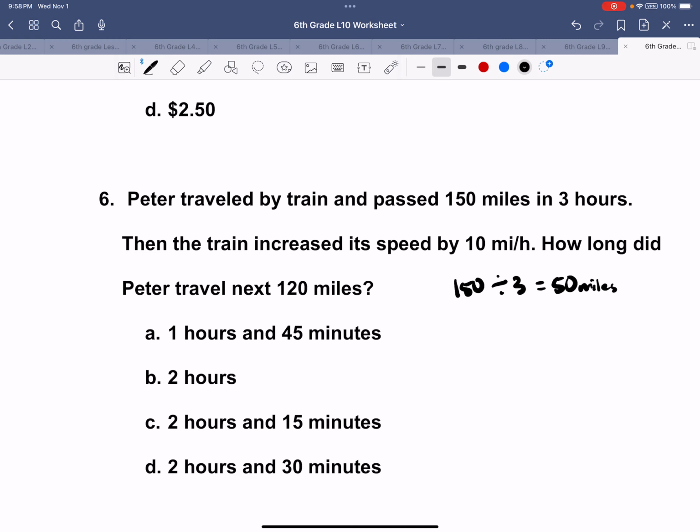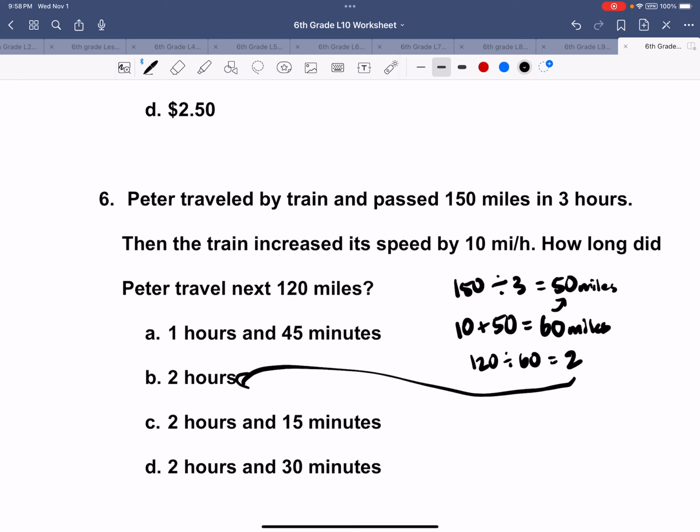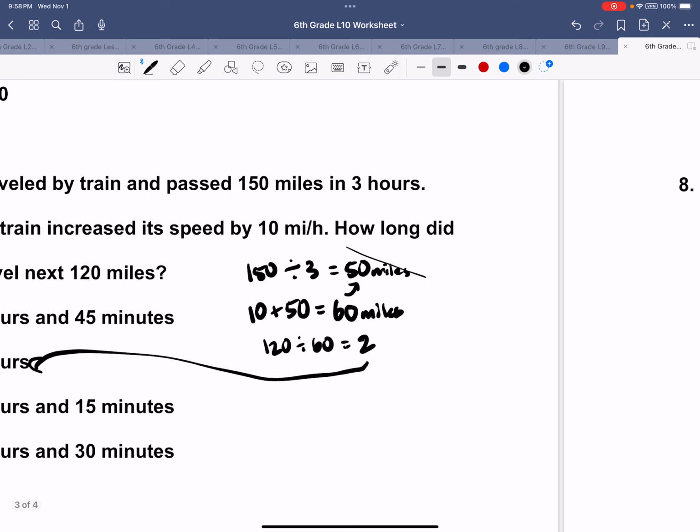So if it increased its speed, then that means it increased its speed by 10 miles more. So we add 10 to 50. So we have 60 miles per hour. And it says how long did Peter travel the next 120 miles? So we divide this by 60 to get 2 hours. That is B.